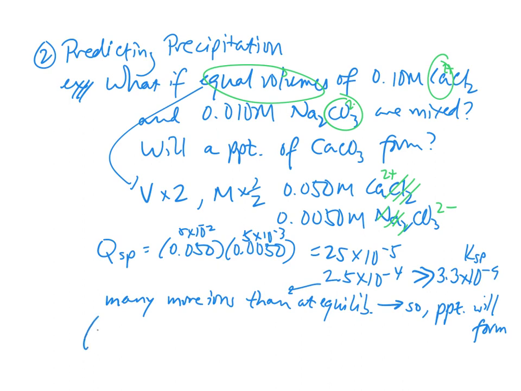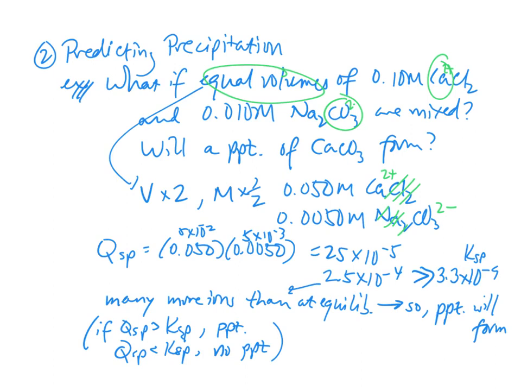So in other words, if QSP is greater than KSP, you get a precipitate. And if QSP is less than KSP, that means you don't have very many ions colliding compared to what you do at equilibrium. You would not get a precipitate. There would still be room to add more ions to get to that situation. So I think a fairly easy concept to apply. You just plug those in to get your comparison with K.